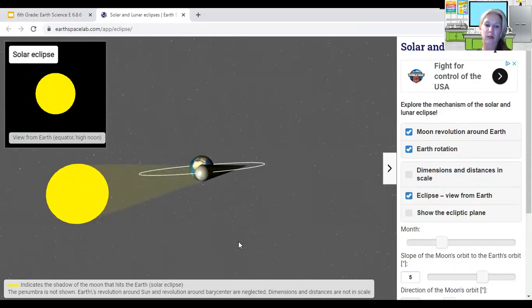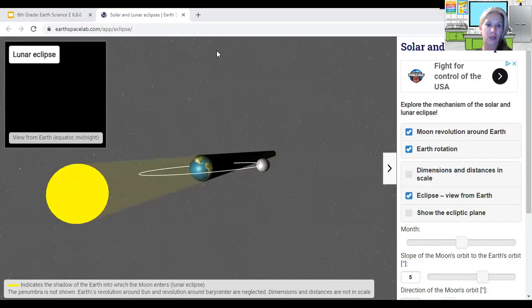So the moon's going to continue its rotation around the Earth. And now you're going to next see the lunar eclipse take place. Takes just a minute. This is a pretty cool simulator. I suggest you check it out. It's kind of slowed down here for us. It's from the earthspacelab.com website.